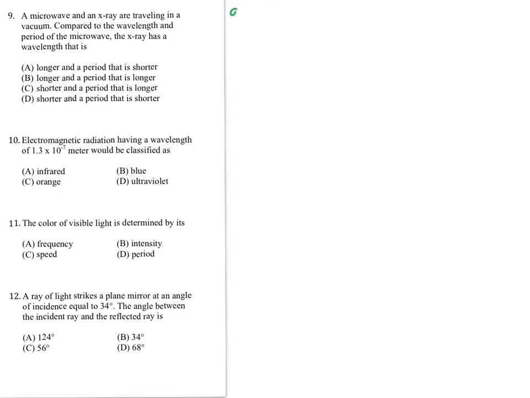Number 9. A microwave and an X-ray are traveling in a vacuum. Compared to the wavelength and period of the microwave, the X-ray has a wavelength that is what? Check your E&M spectrum chart. It's in the reference table. You will see that the X-ray is on the left side of the spectrum. That means high frequency, short wavelength.